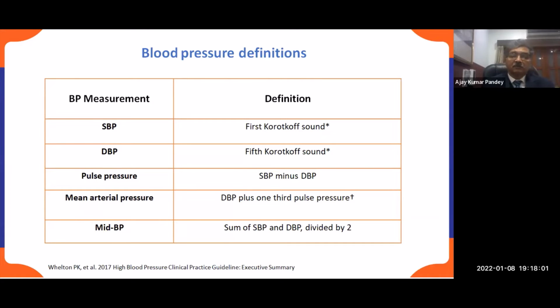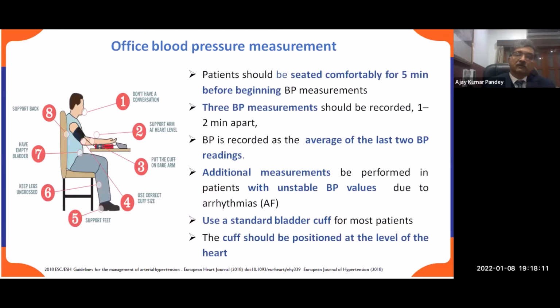And what is mid BP? Mid BP is the sum of the systolic and diastolic blood pressure divided by 2. But we often use mean arterial pressure or pulse pressure as common parameters. The important points, I am staying on this slide because it's a very important slide.